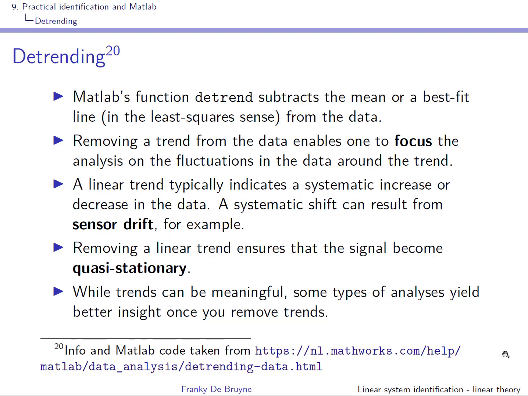Removing a linear trend will also ensure that the signal becomes quasi-stationary. We've seen that from a theoretical perspective, the deterministic signals have to be quasi-stationary in the sense that, for instance, the expected value can be time varying, but it should be bounded. And a linear trend, or a ramp signal, for instance, is not a quasi-stationary signal.